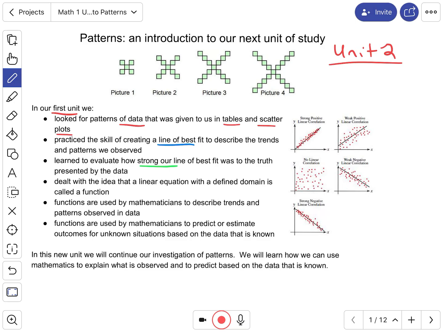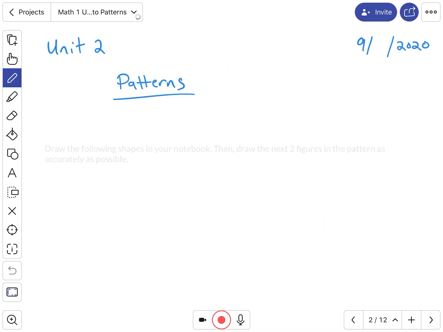Do you remember what that was called, to say how strong your line of best fit was? Well, that would be called the correlation coefficient. And then basically talking about trends, patterns, and predicting the outcome for an unknown based on the line of best fit, what we do know. And so we're going to continue to do patterns right now. I just wanted to close the book on Unit 1 because we're officially in Unit 2.